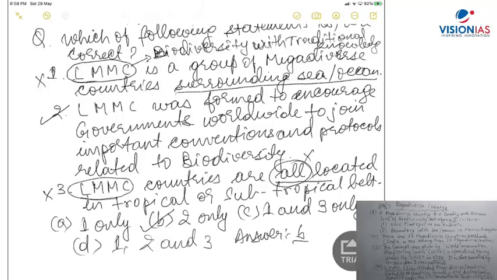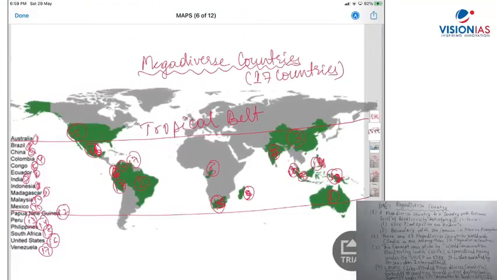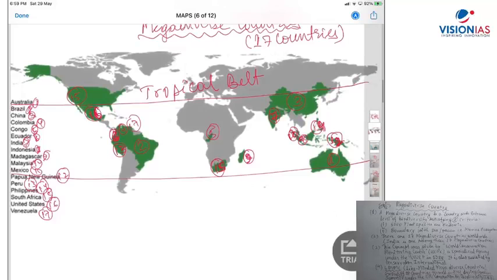Yes, all mega diverse countries are surrounded by sea and ocean. If you look at mega diverse countries, all of them are surrounded by sea and ocean. You see all these mega diverse countries. All these 17 mega diverse countries, they surround sea and ocean. Not surrounding, they are adjoining. They are attached to sea and ocean.